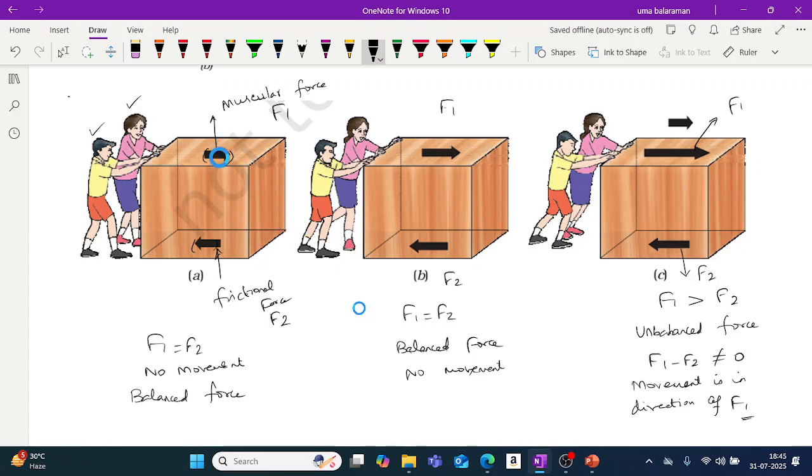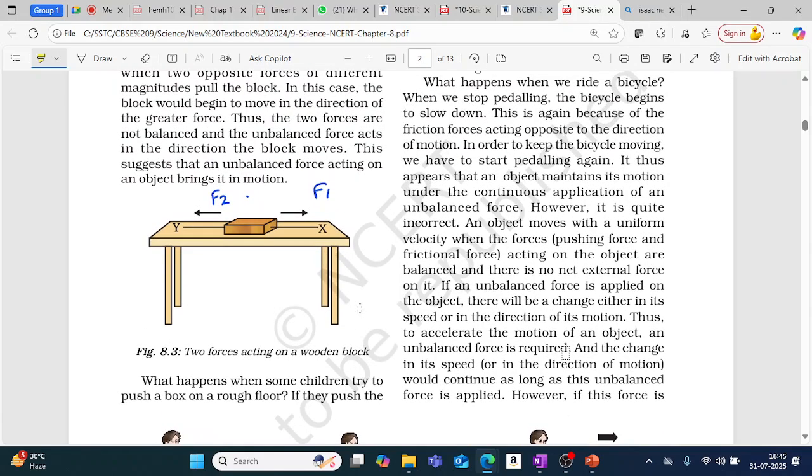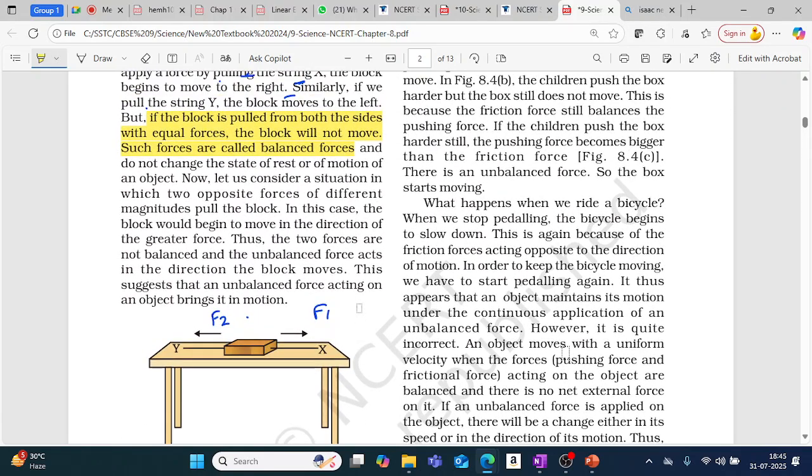Okay, so if F1 is equal to F2, balanced force, no movement. More F1, here more F2, so balanced force, no movement. Here more F1, less F2, then it is unbalanced force. There is movement and also it is in the direction of F1, whoever is dominating that force. Lakshanya, are you okay with that? Yes, ma'am.